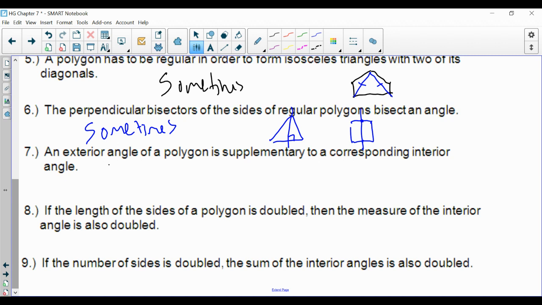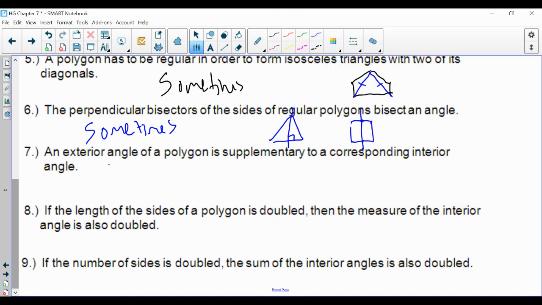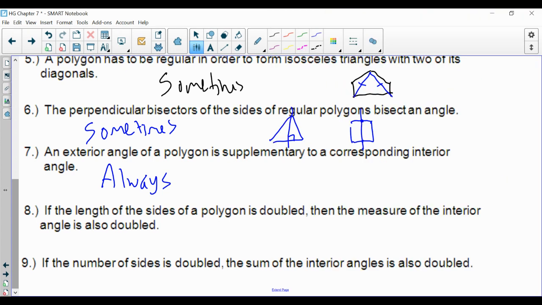An exterior angle of a polygon is supplementary to a corresponding interior angle. Well, that one hopefully you tried and gave always, because that is literally the definition of an exterior angle. Number 8, if the length of the sides of a polygon is doubled, then the measure of the interior angle is also doubled. Well, let's keep it simple. Let's draw a square. Pretend that's a square, everybody.